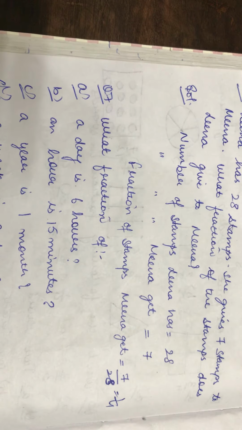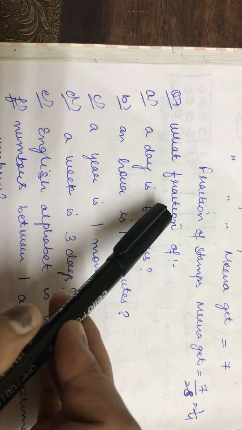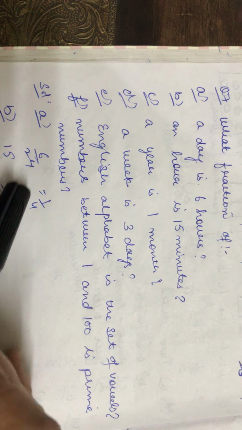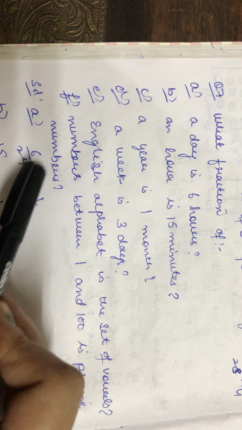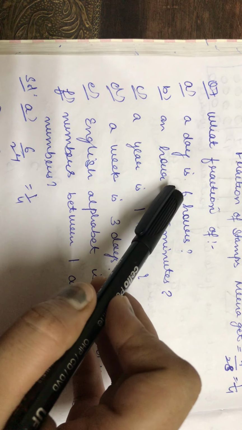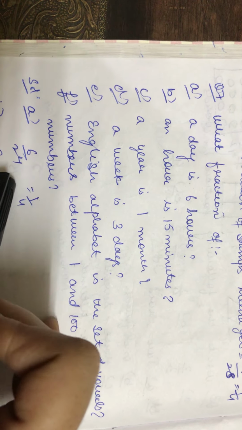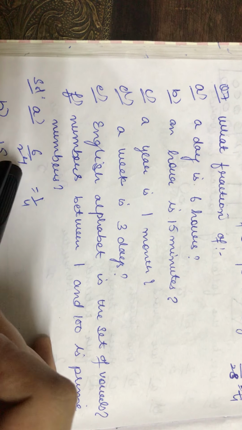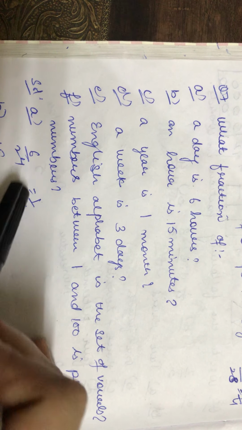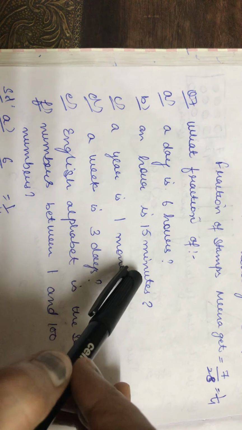Next is, what fraction of a day is 6 hours? Now we know in a day we have 24 hours, and out of these 24 hours I want to know the fraction for 6 hours. So my answer will be 6 by 24. Total is written in the denominator and the fraction for which I want to know, that is 6, will be in the numerator. So my answer is 6 by 24, or you can further simplify it. 6 ones are 6 and 6 fours are 24. B part, an hour is 15 minutes.